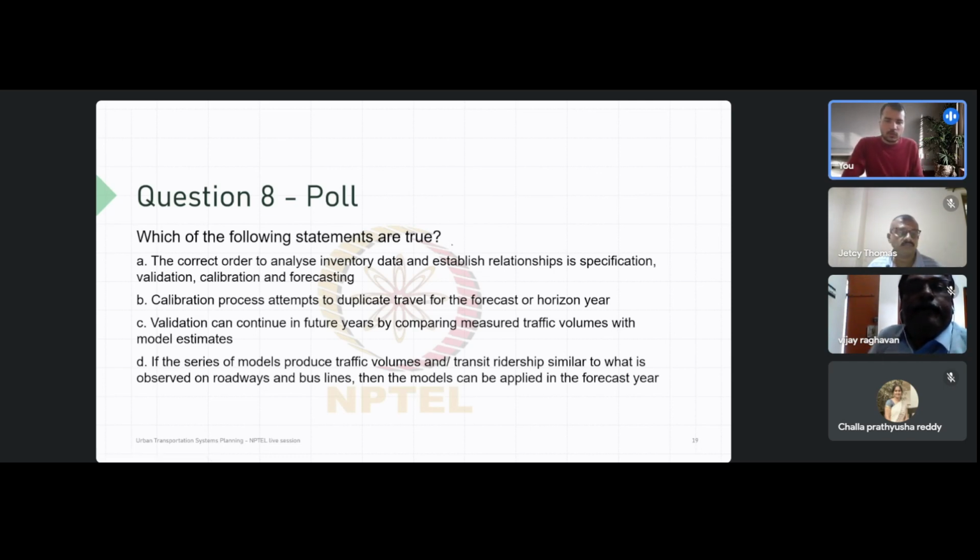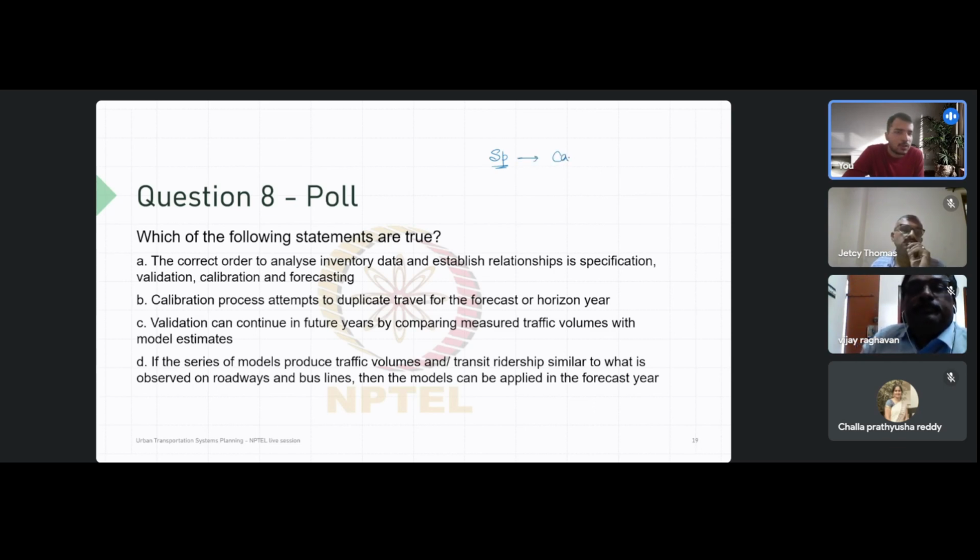So we are talking about which of the following statements are true. First, when we are trying to analyze this survey data and fit it into a model, what we do is first specification. We'll try to specify the mathematical formulation. It can be a linear model, parabolic model. So the type of mathematical formula that you want to formulate the model on, that is the specification.